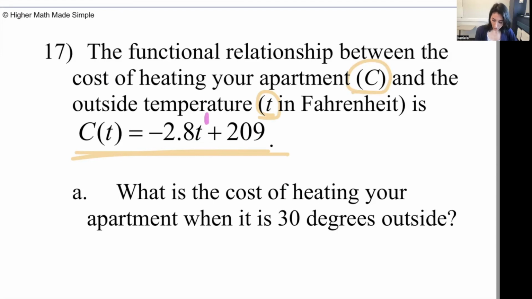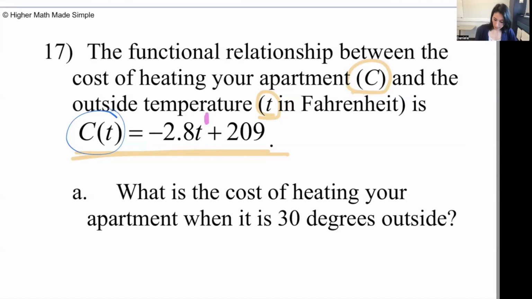So what is the cost of heating your apartment when it is 30 degrees outside? It's just asking you, where should I plug in 30 degrees? Should I plug it in for C, which is on the outside? C of T, that just means that the cost is a function of the temperature, right? But that would be C. Or am I plugging it in for T?